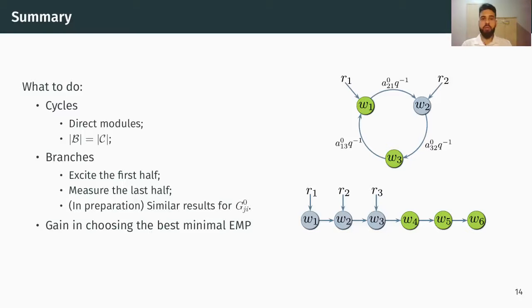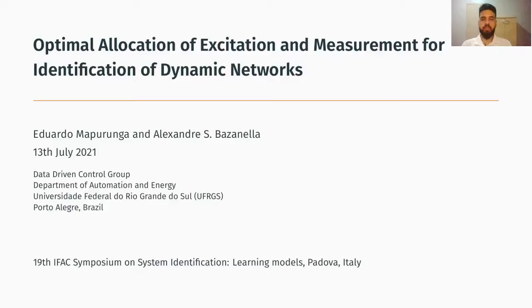In this work, we have explored the experimental design problem of selecting the set of inputs and outputs of a network such that the trace of the covariance matrix is minimized.